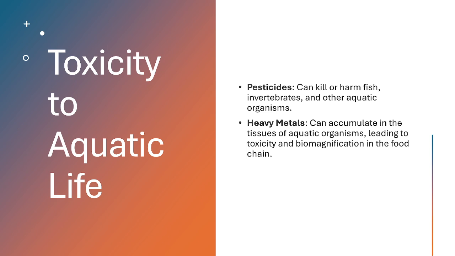Toxicity to aquatic life. Chemical runoff is highly toxic to aquatic life. Pesticides can kill or harm fish, invertebrates, and other organisms. Heavy metals such as mercury and lead can accumulate in the tissues of aquatic organisms, leading to toxicity and biomagnification in the food chain.